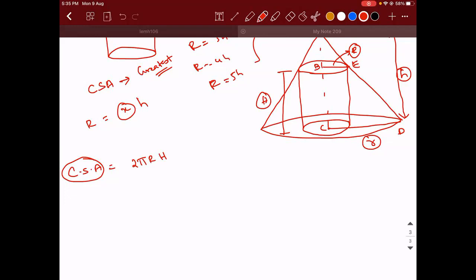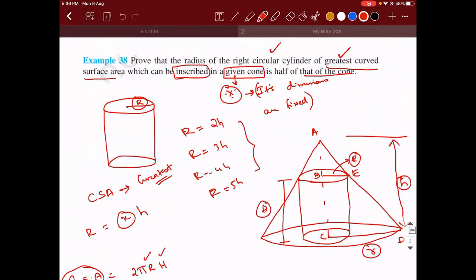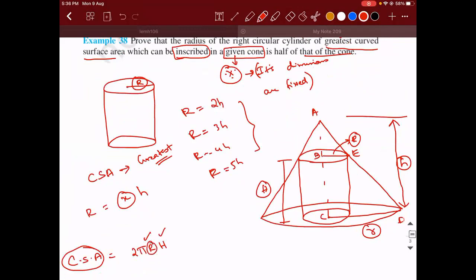Now I asked you a question. Capital R and capital H are two variables. So it is our responsibility to convert it into one variable. Now you will get another doubt. Sir, how do I know whether I need to choose capital R or capital H? Now read the question. They told radius of the right circular cylinder. So ensure that capital R is the variable and find capital H in terms of other parameters. How will you do that?